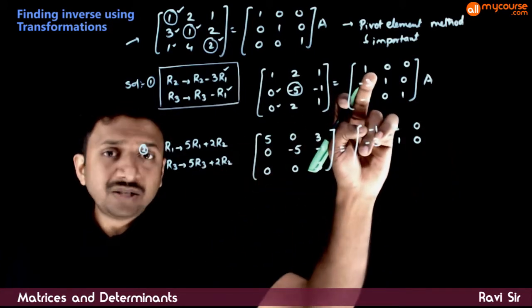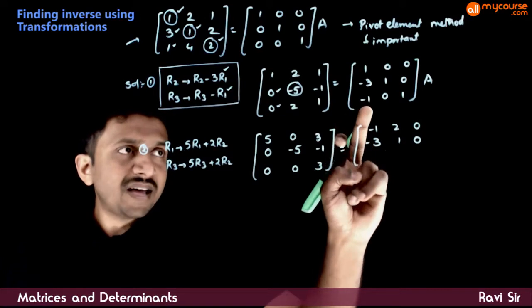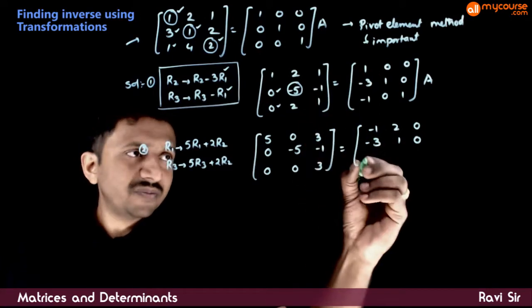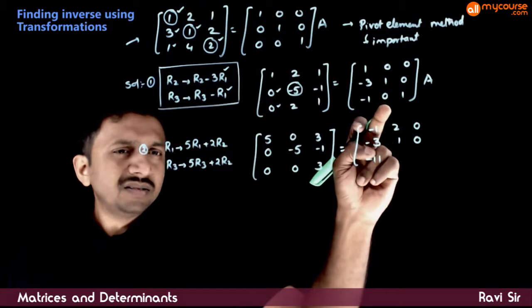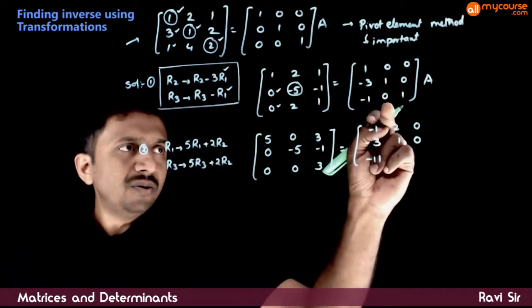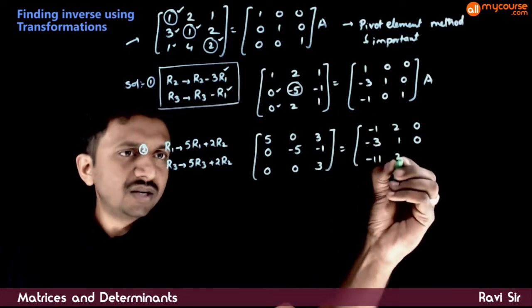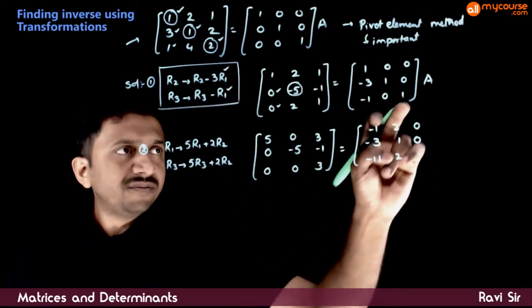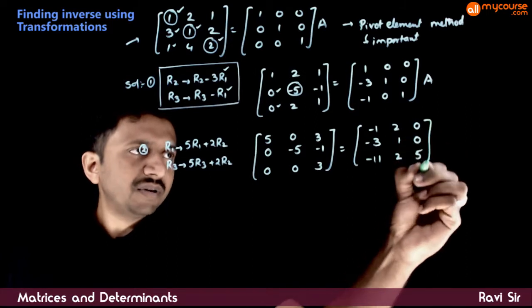5R3 plus 2R2. So minus 5 minus 6 is minus 11. 0 plus 0 plus 2 is 2. 5 plus 0 is 5 times A.